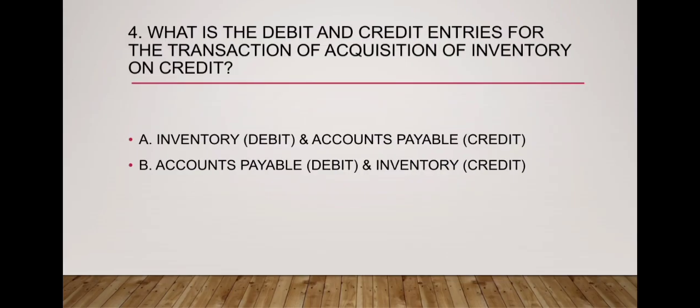Question number 4. What is the debit and credit entries for the transaction of acquisition of inventory on credit? A. Debit inventory and credit accounts payable. B. Debit accounts payable and credit inventory account.